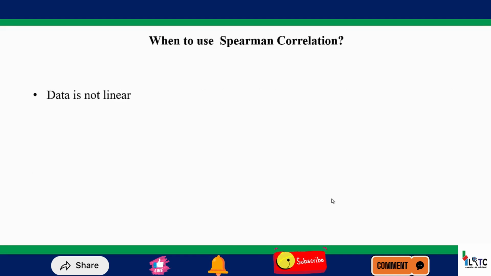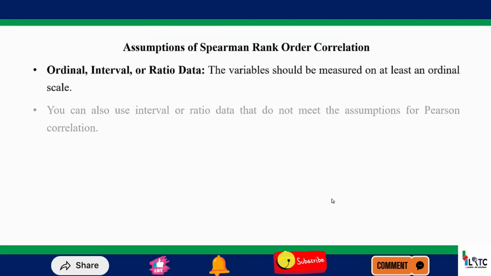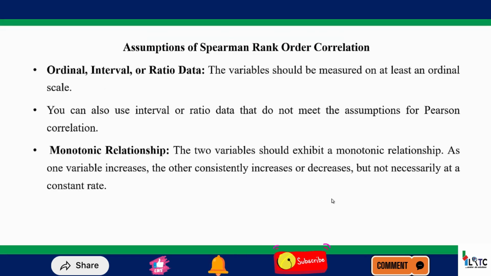When to use Spearman correlation? First, when your data is not linear, you can use Spearman. Also, when you are dealing with categorical variables, ordered variables, ordinals, you can make use of Spearman Rank. Also, you can use Spearman Rank when you are dealing with interval or ratio, that is continuous data, particularly when that data does not meet the parametric assumptions, for instance the linearity assumption, the normality assumption, the homoscedasticity assumption. So when your continuous data fails those assumptions, you can also make use of Spearman. Now let us look at the assumptions of Spearman Rank Order Correlation.